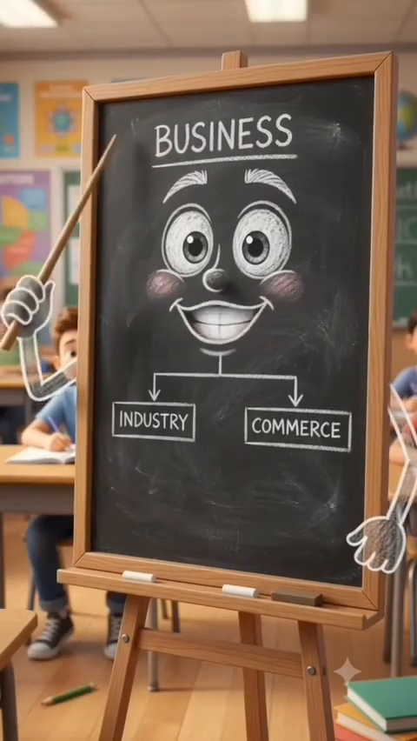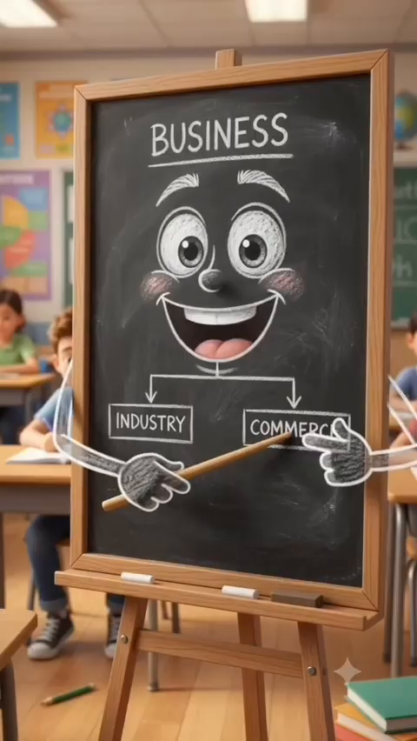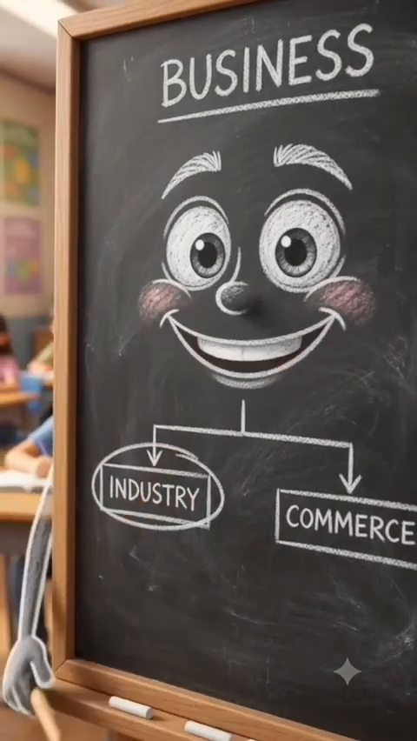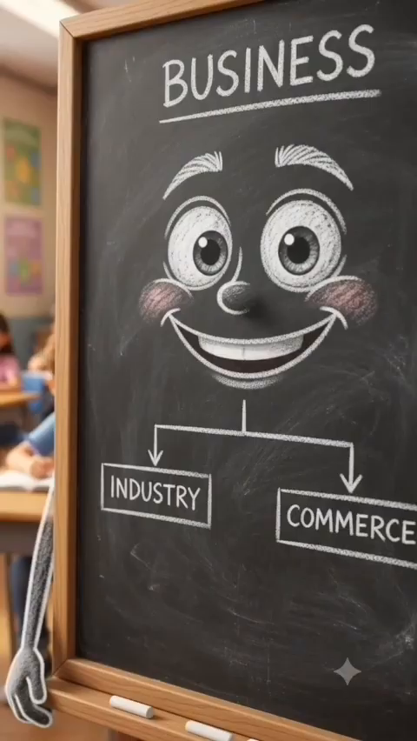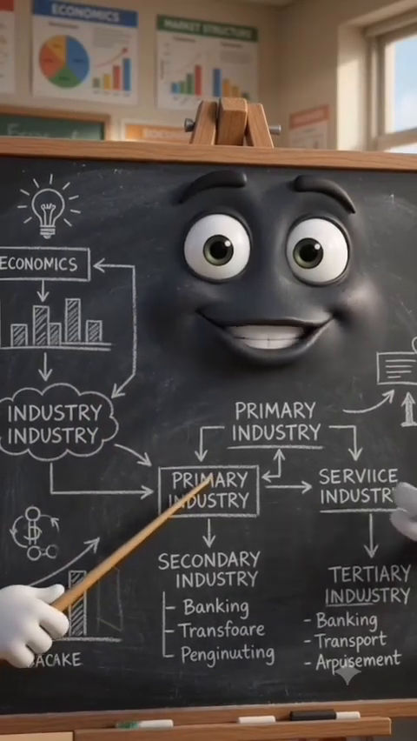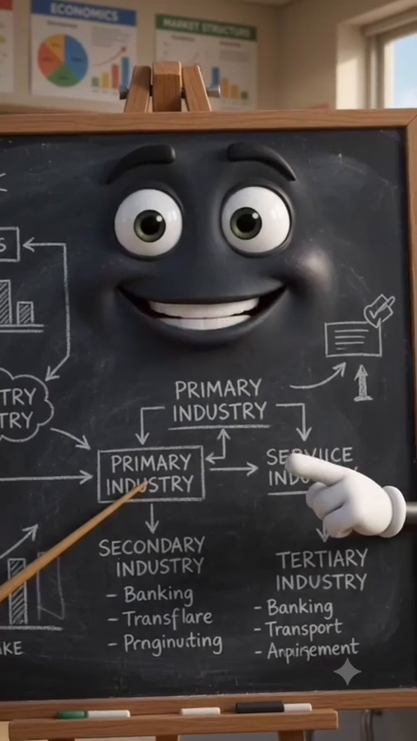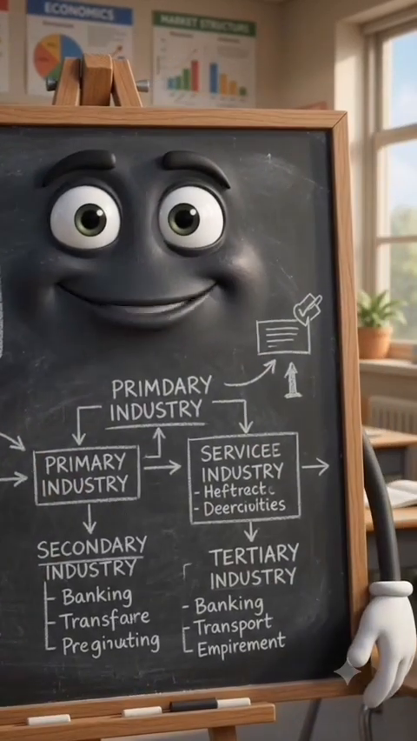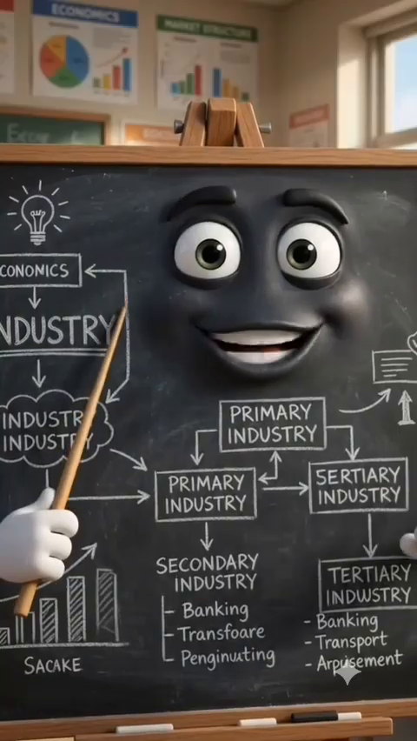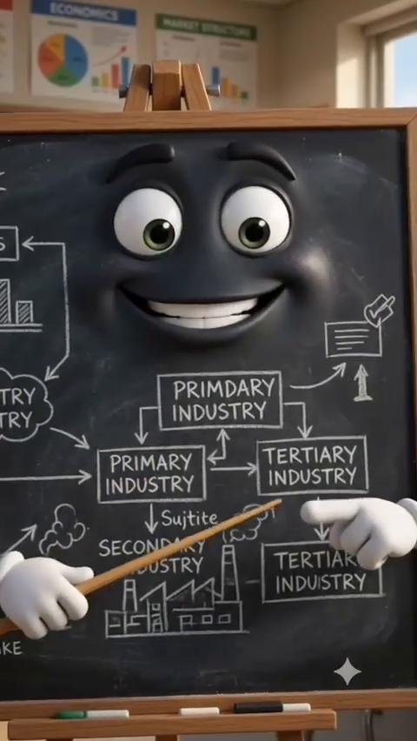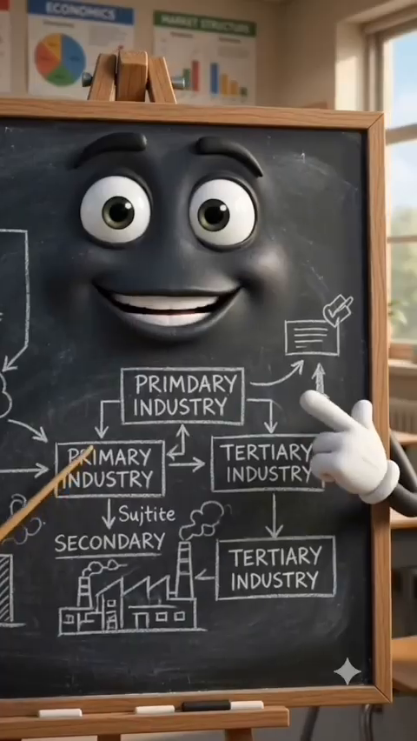Business is classified into 2 types: industry and commerce. Let's study about industry. Industry is concerned with production and processing of goods and services. It is an economic activity which is connected with conversion of goods into useful resources. Industry concerned with production is classified into 3 types: primary, secondary, and tertiary industries.